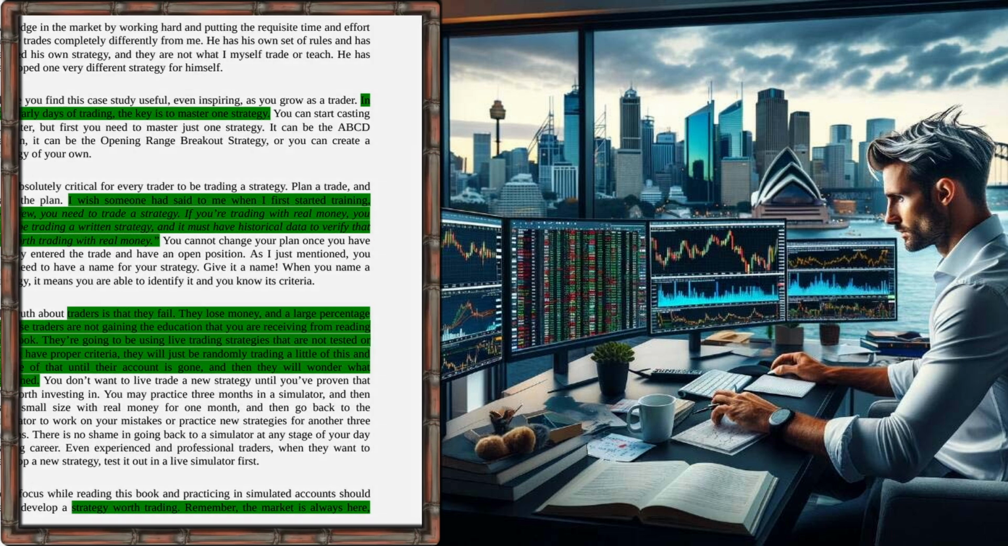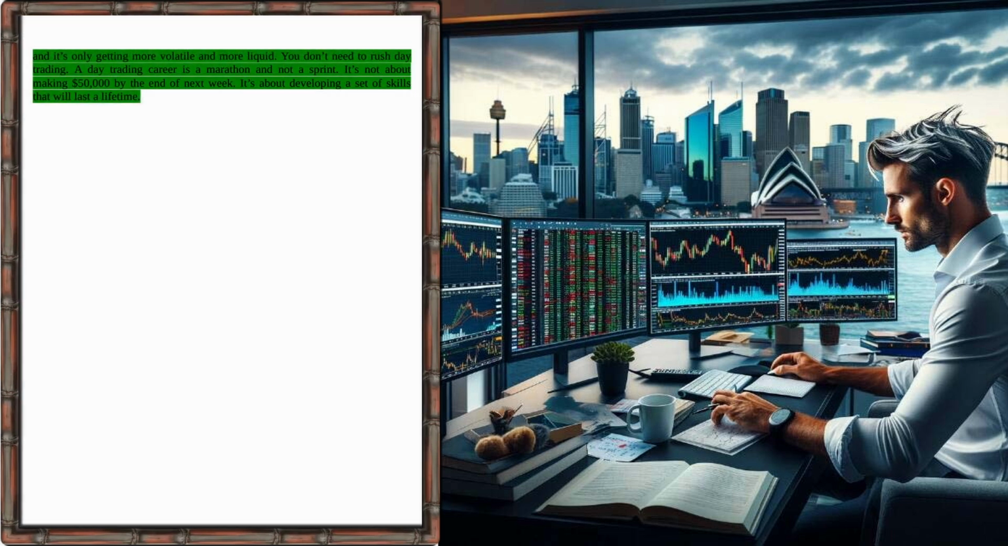Remember, the market is always here, and it's only getting more volatile and more liquid. You don't need to rush day trading. A day trading career is a marathon and not a sprint. It's not about making $50,000 by the end of next week. It's about developing a set of skills that will last a lifetime.